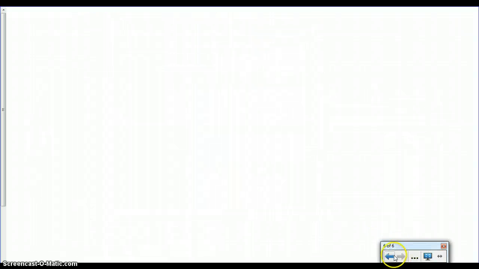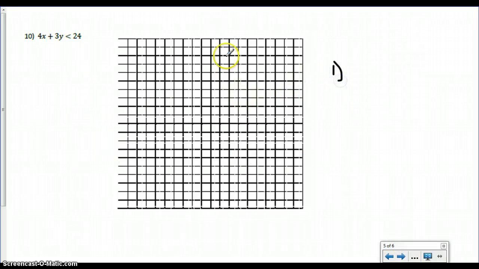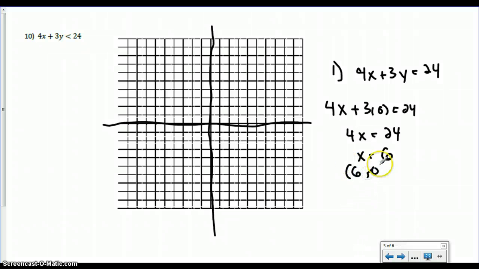So let's try this next one. So first thing we do is graph the line. There's your y-axis, and here is your x-axis. All right, so I have 4x plus 3y equals 24. So I can get y by itself, or I can just find the x-intercept and the y-intercept. So if I do 4x plus 3 times 0 equals 24, I get 4x equals 24. So x equals 6. So I have an x-intercept at 6, 0.